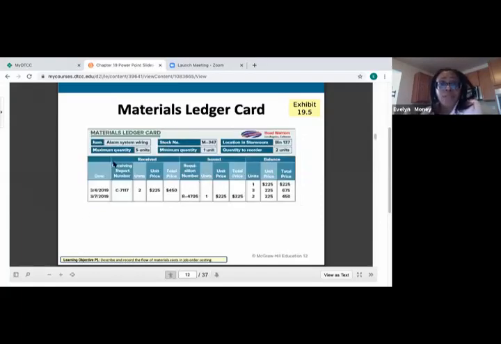So I'm going to go back for a second because I want you to see the materials ledger card. On the materials ledger card, we can see the receiving report, so that's inventory coming in, and then we can see the requisitions, and that's material going out. And the last block of information here, this is where we keep a running track of the inventory that we have. So the materials ledger card serves as a source document for raw materials inventory.